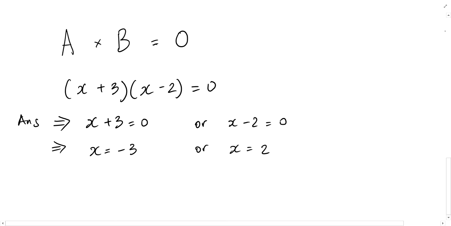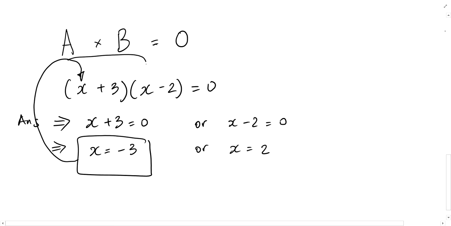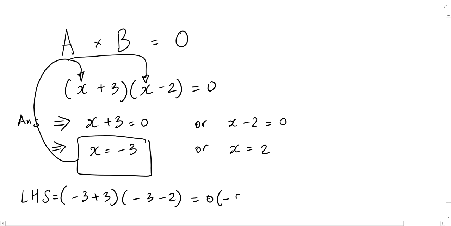Does this make sense to you? So let's work backwards. Let's say x equals to negative 3. I substitute this back into my original equation over here as well as over here. What will I end up with? Negative 3 plus 3, negative 3 minus 2 equals to, this is our left hand side, 0 times negative 5, which is 0, equals to right hand side. So it works, isn't it? It works, right? Okay, let's try the other answer.